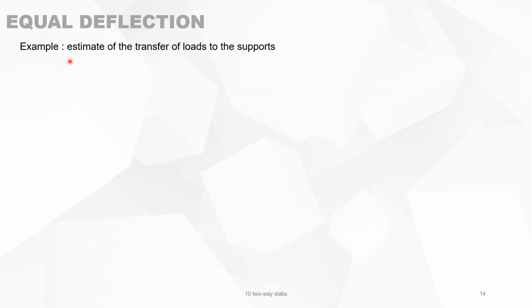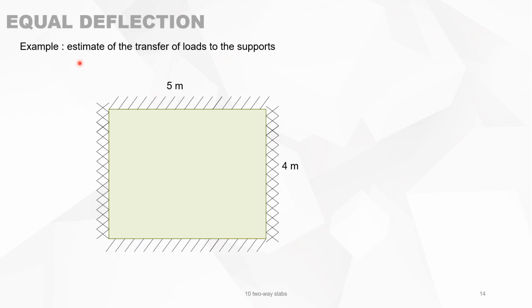We give an example. For instance, we will make an estimate of the transfer of loads to the supports. We have an isolated slab. For instance, the slab can be continuous in the X direction, so we take this as clamped or fixed, and this as simply supported. It's a type 3 slab. This is 5 meters, this is 4 meters, and it is loaded with 10 kilonewton per square meter. Now the question is, what portion of the load is transferred to this side and what portion of the load is transferred to the other side?